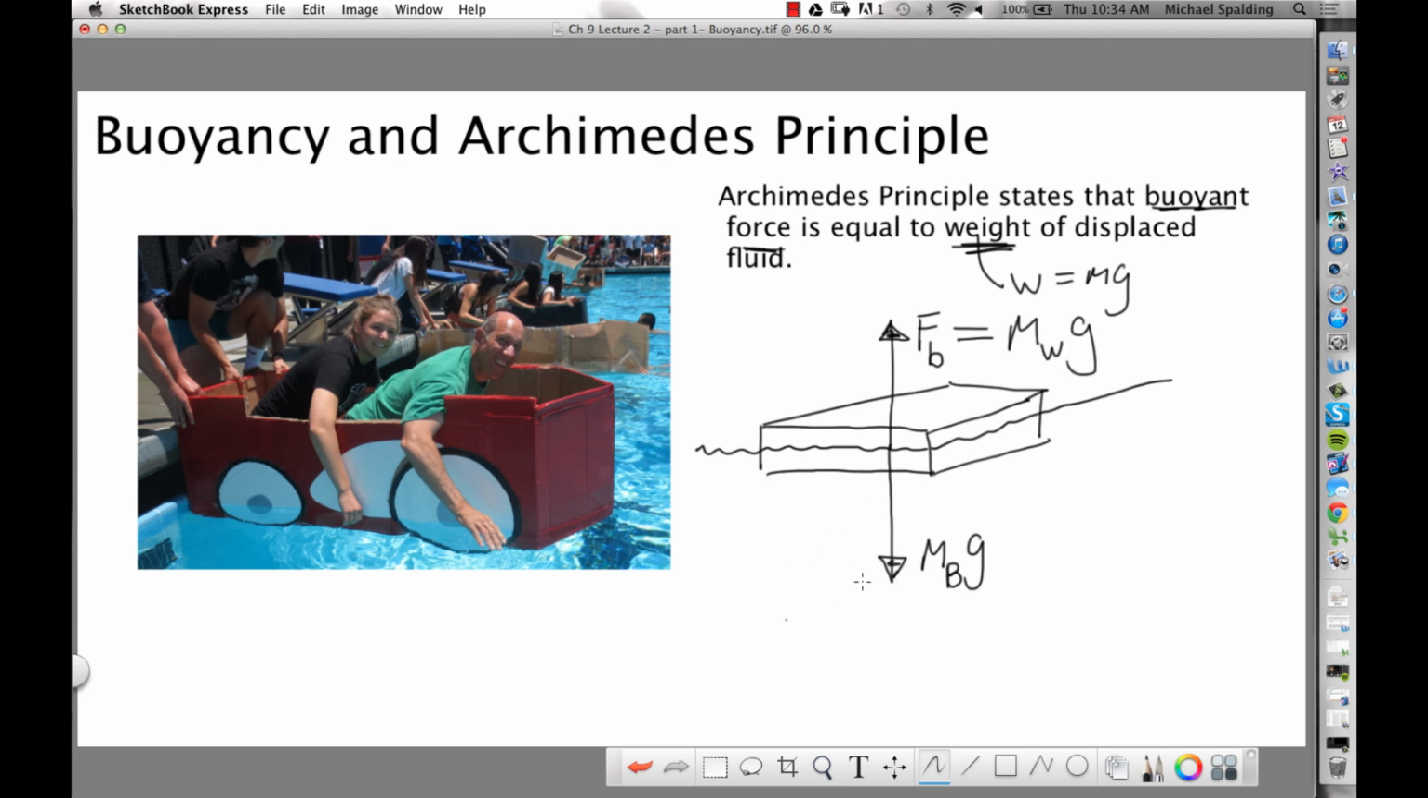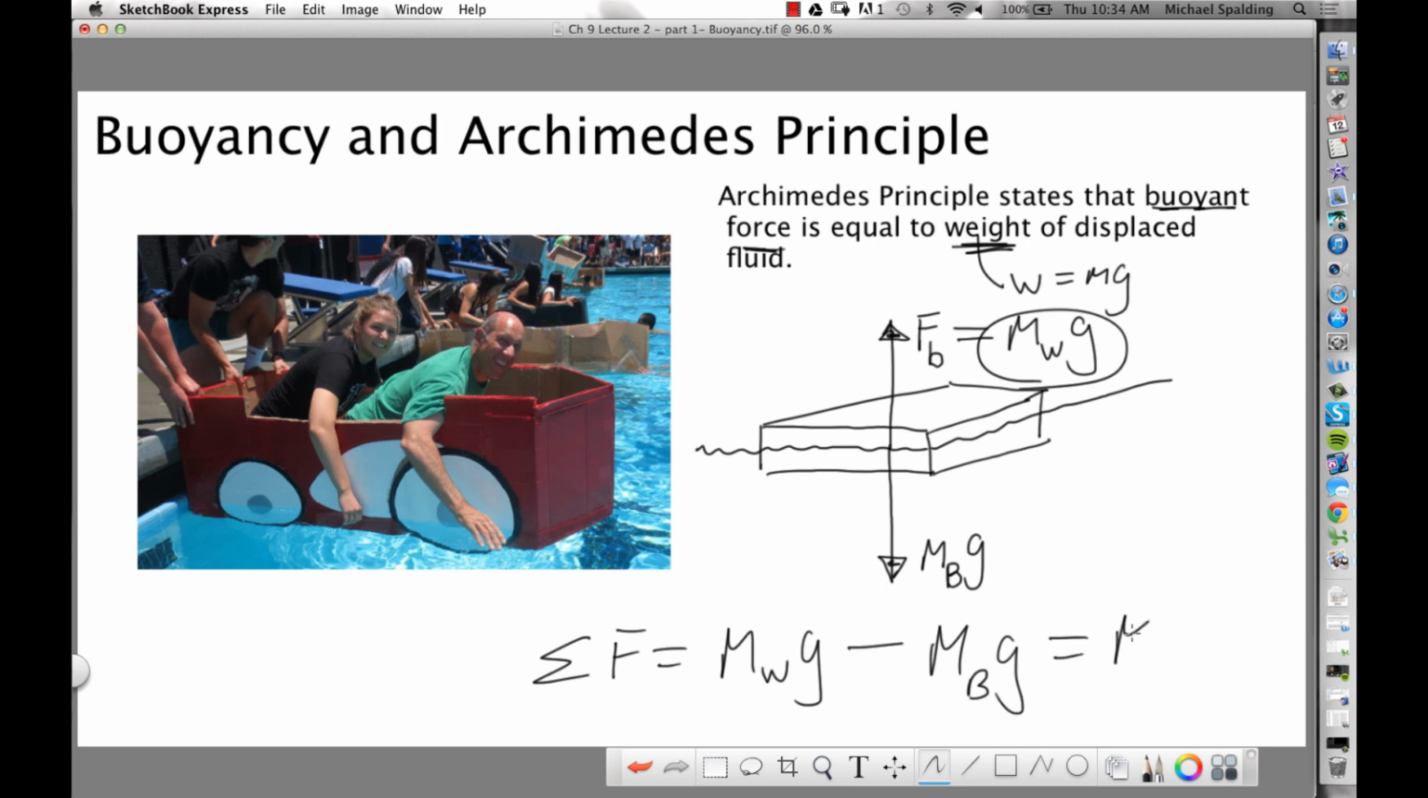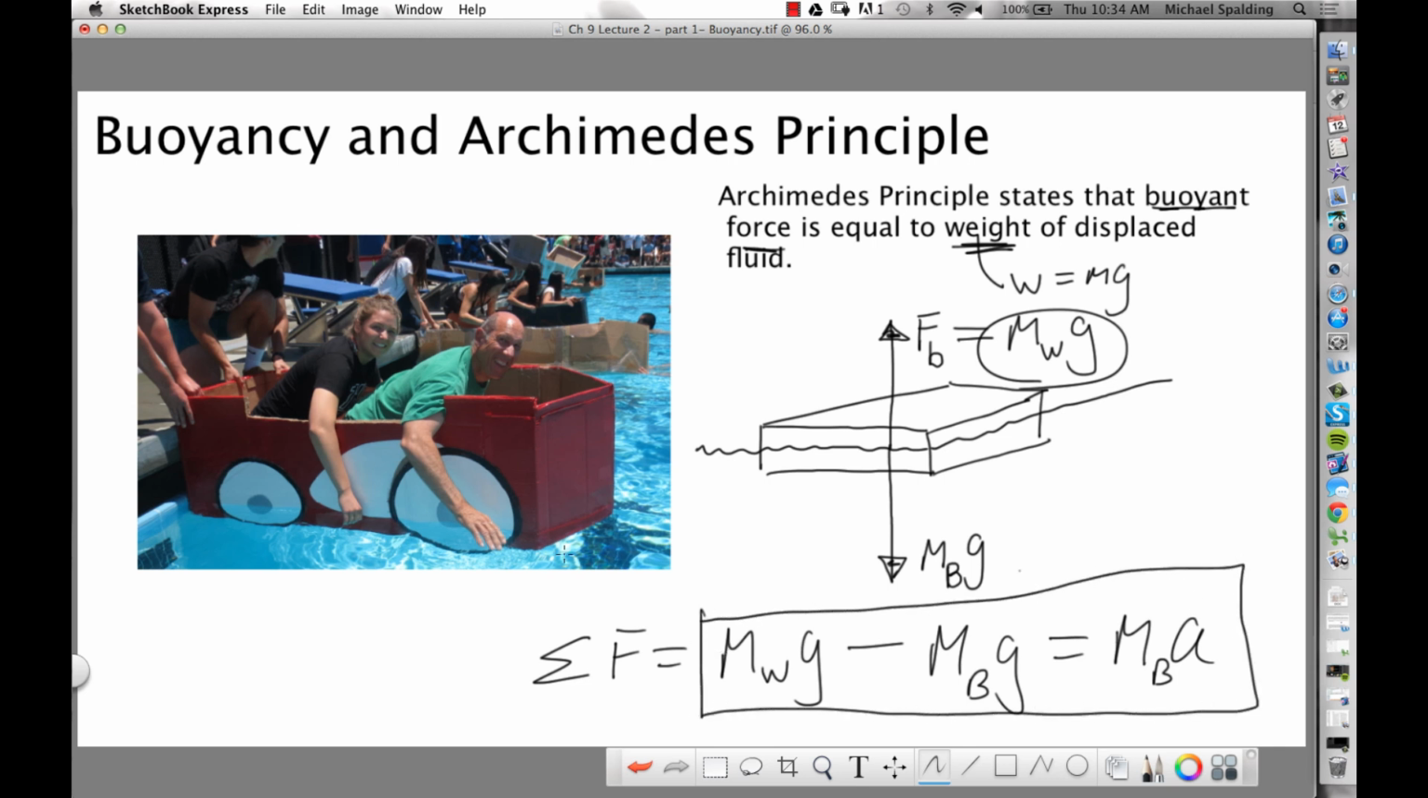Okay, so then what you can do is sum the forces, just like you did back when you did Newton's second law. So we have the buoyant force up. So I'm just going to plug this in. The buoyant force is mass of water times gravity. And then down we have the weight of the boat, mass of boat times gravity. Sum of the forces equals ma, where that would be the total mass of the boat, you know, with Wheeler and the student and everything. Now what's the acceleration of the boat? 0, right? The boat's not accelerating. So then you're left with this equation.